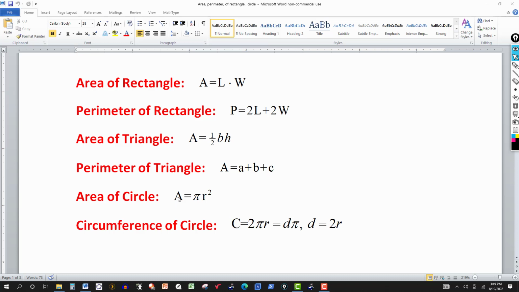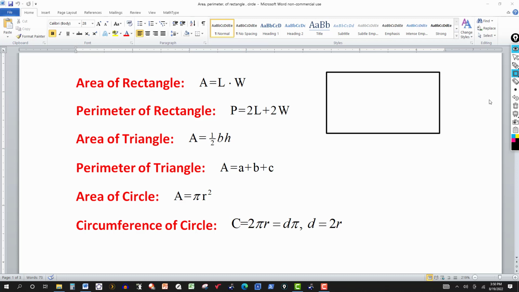The area of the circle is given by pi r squared, where r is the radius of the circle, and pi is approximately 3.14 to 2 places. The circumference, equivalent to the perimeter, if you take the circle and just cut it and stretch it out, is given by 2 pi r, or if you use the diameter, diameter times pi. The diameter is equal to twice the radius.